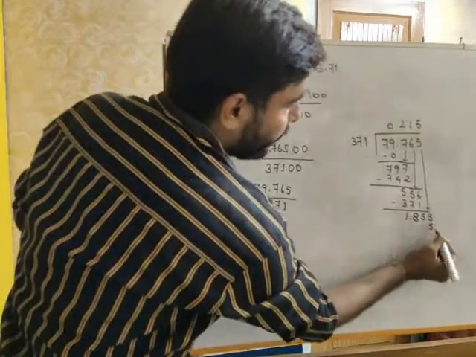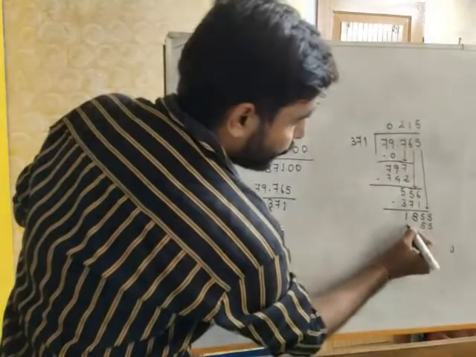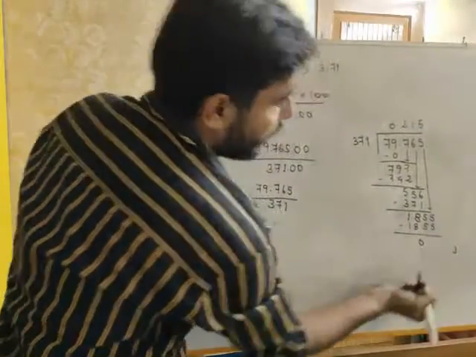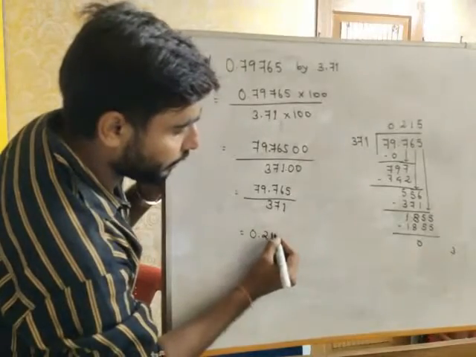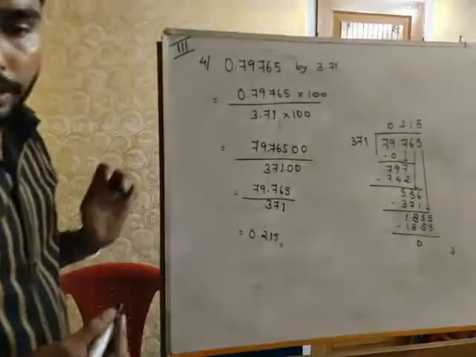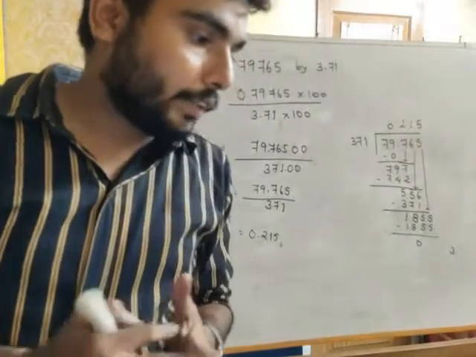5 into 1 is 5. 5 into 7 is 35. Carry 3. 3 into 5 is 15. 15 and 3, 18. So our division is complete and our answer is 0.215. Yeah. Anyone, any doubt?